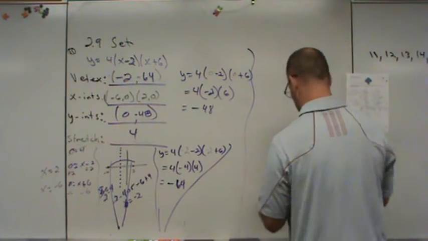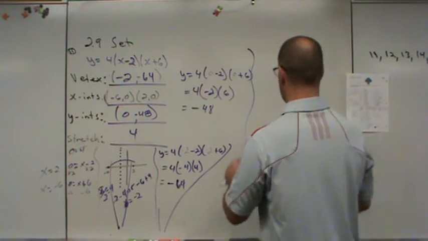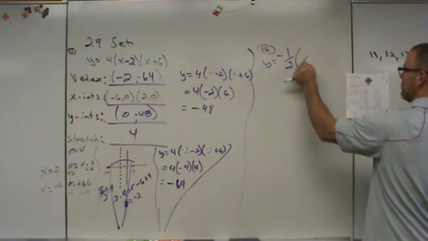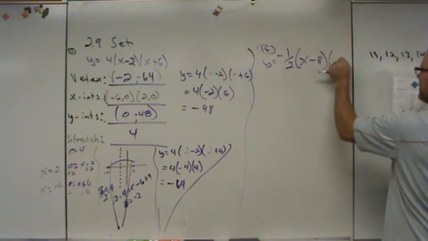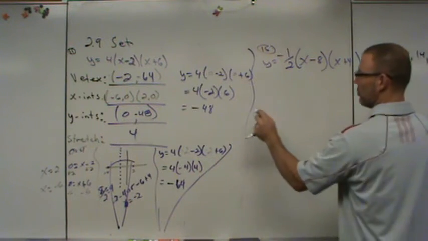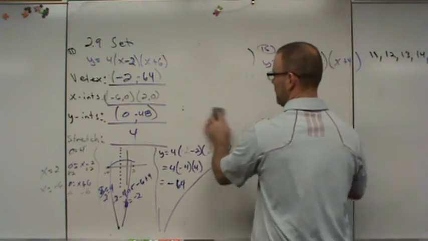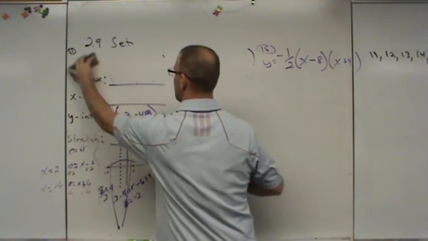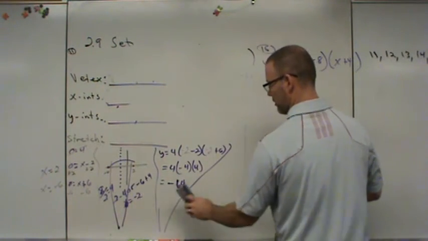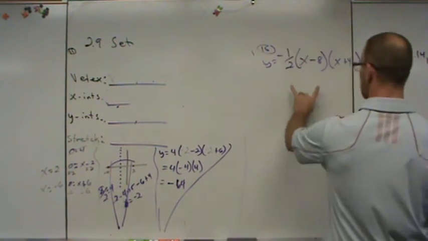Okay, so there's one. The other that I've been getting a lot of questions about today is question 15. The reason is because it's got that fraction. So it's x minus 8 and x plus 4, if I remember correctly. Yep, there it is. So the first thing I want you to do, and you can go back and rewind this if you need to, is find my x-intercepts.